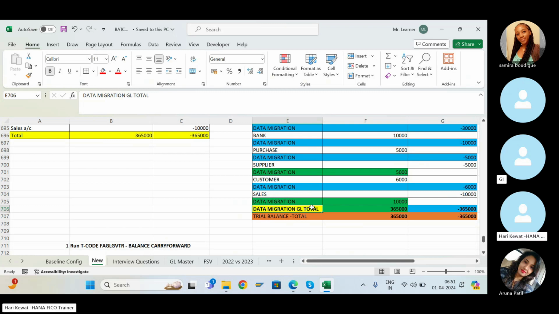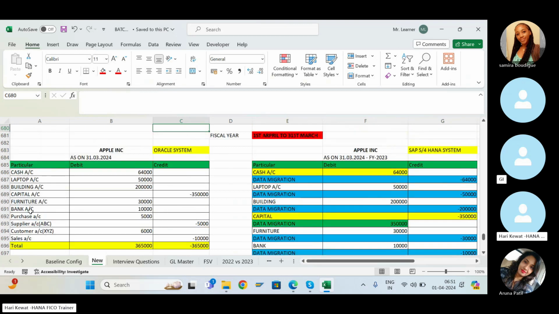There are many ways. Let's say PNL GL. I don't want to migrate GL one by one. From the legacy system itself, while migrating, I can migrate only the PNL differences. I can migrate into retained earnings account directly. You're getting what I'm trying to tell? Yes, sir.